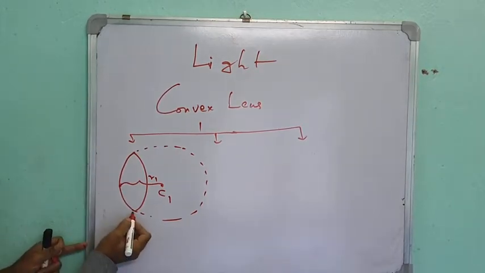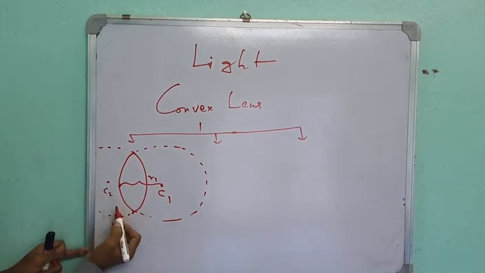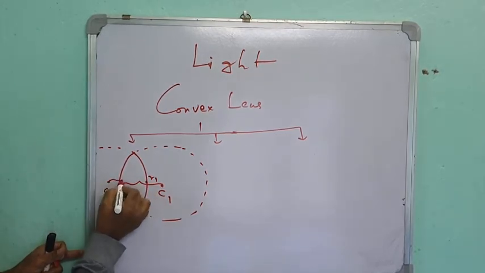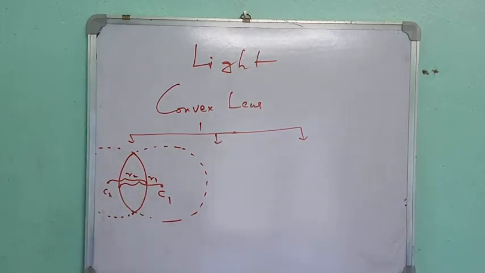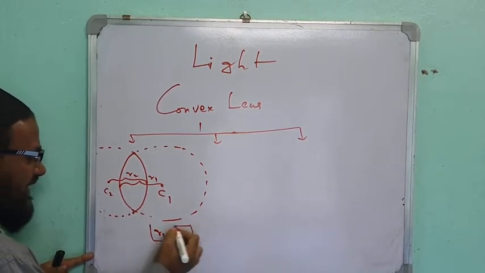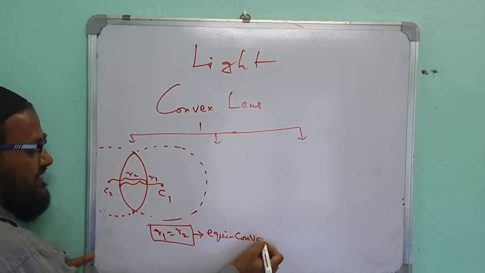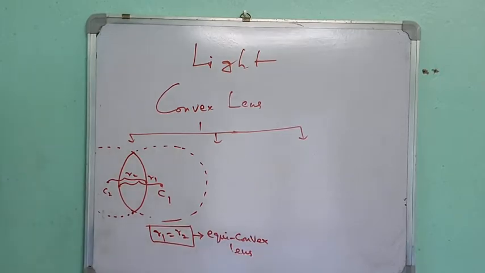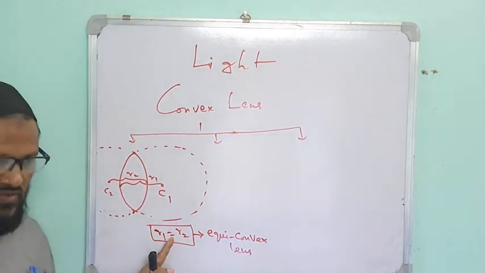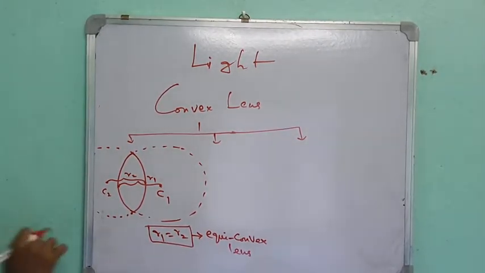Similarly, on this side, please see here. Suppose here is the center, this is C2, and from this surface to this point is R2. When R1 equals R2, the term is equi-convex lens. Please be careful. When R1 equals R2, it is equi-convex lens. Okay?